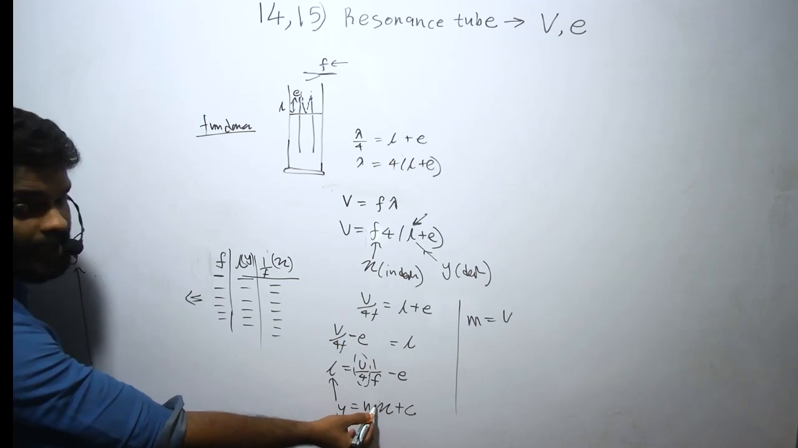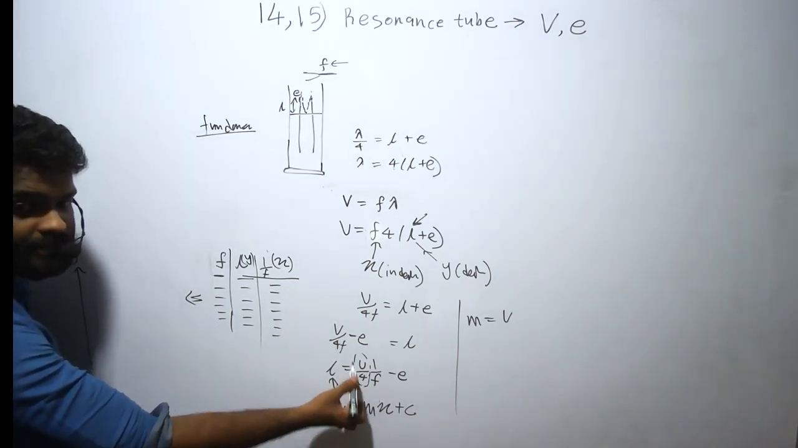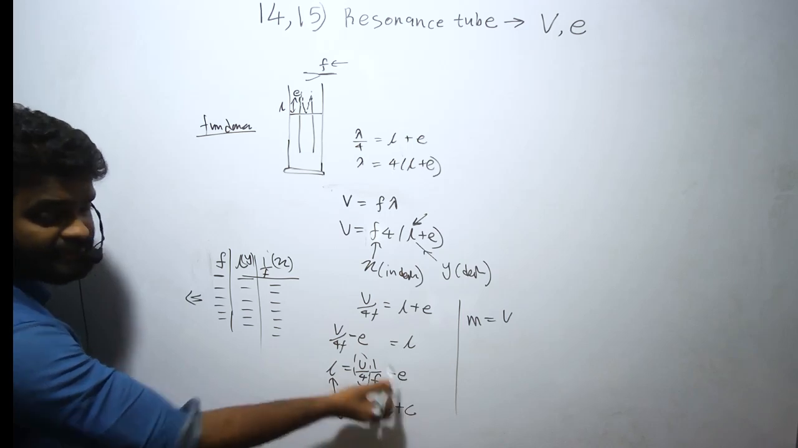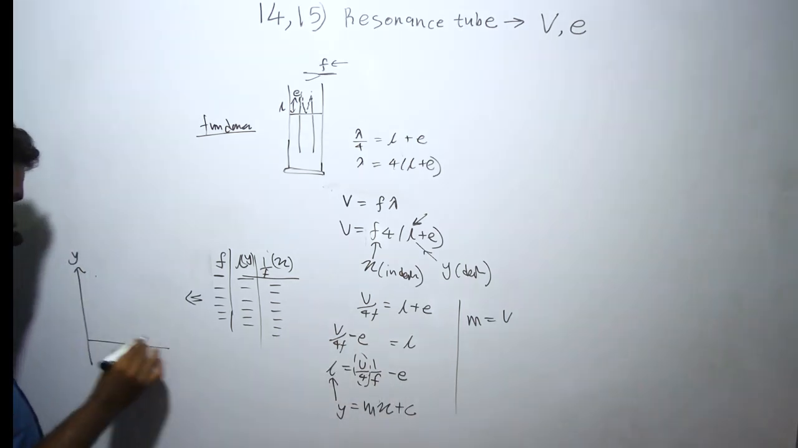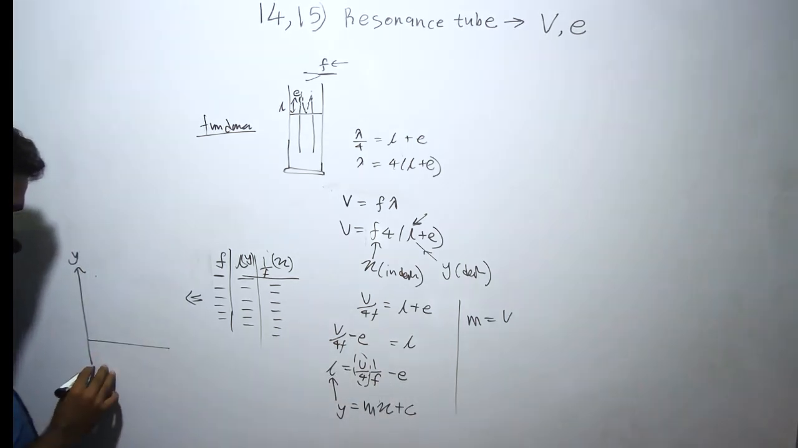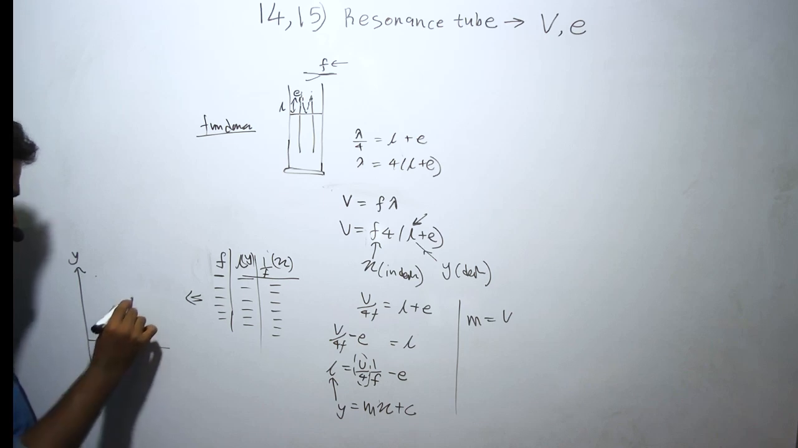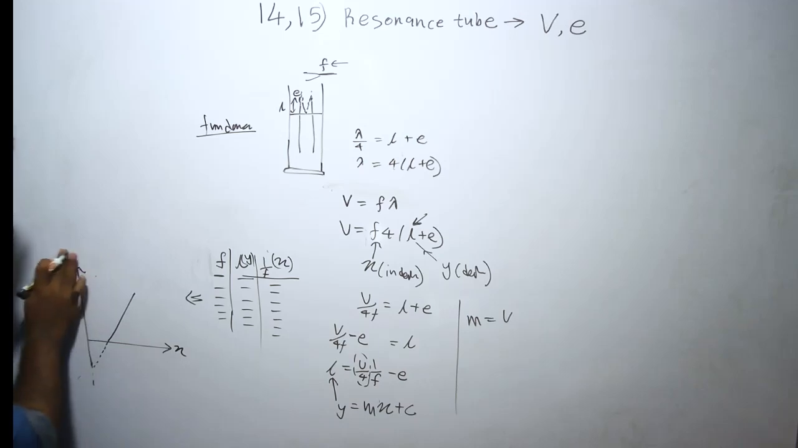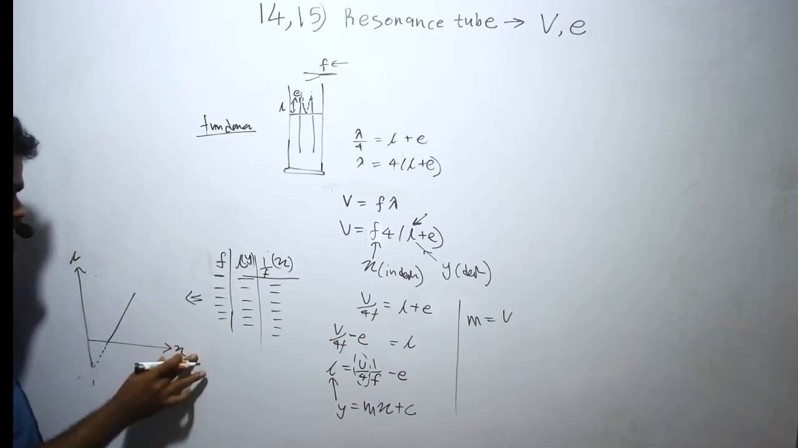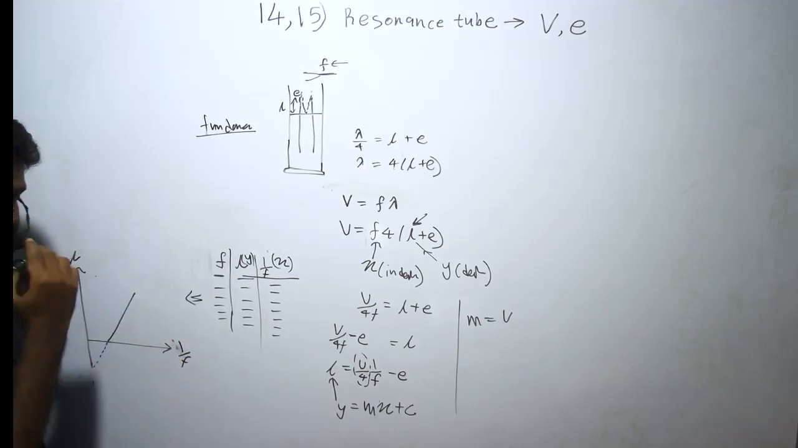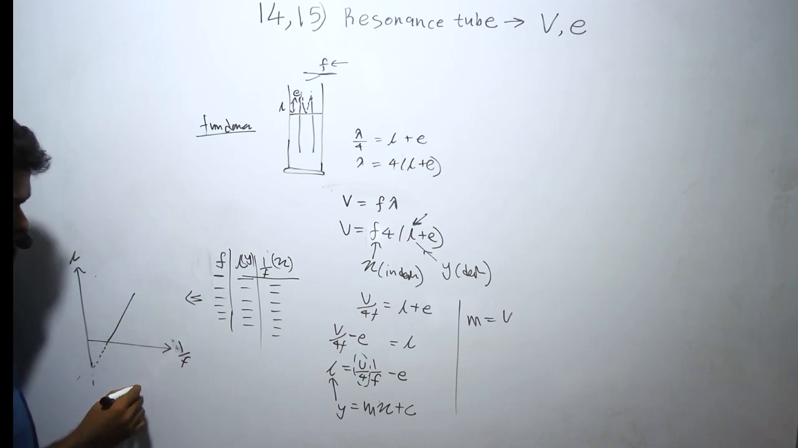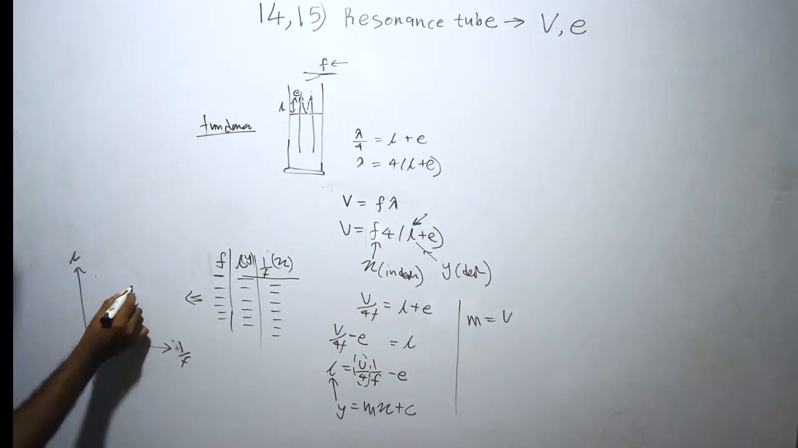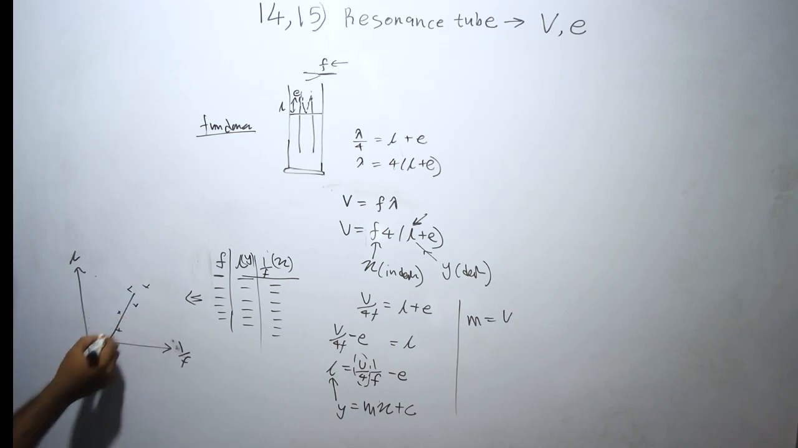the graph should have a positive gradient, right? A positive gradient and a negative intercept. So a negative intercept like that and a positive gradient, the graph would be like this. For the y-axis it is L, for the x-axis it is 1 over f. Once you draw this graph, you mark these 6 coordinates and draw the best fitted line.